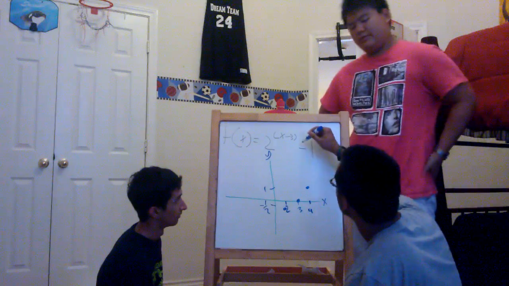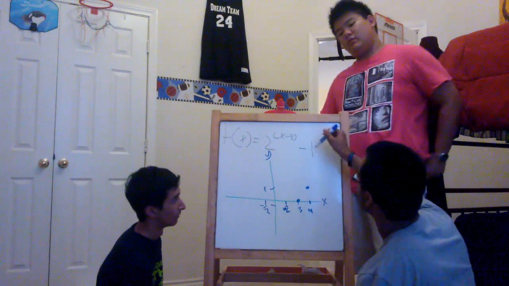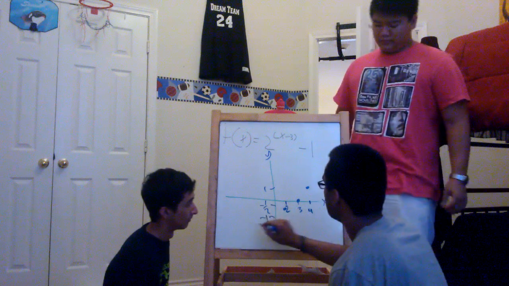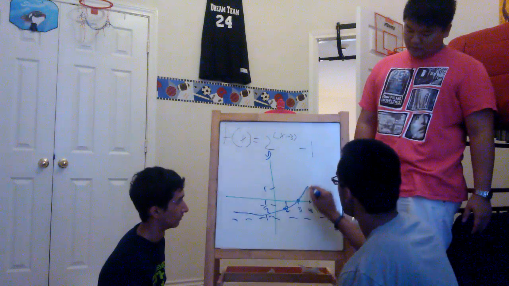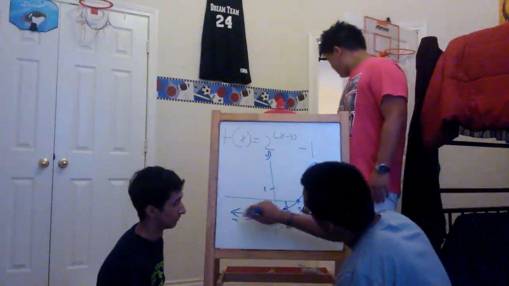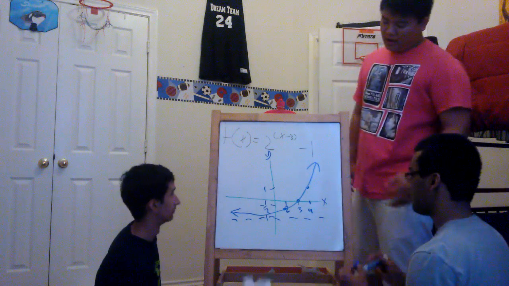Since the d value is -1, the asymptote will be -1. And now we connect the points. Bam! You got the first one. That's simple. Alright, okay, that was example number 1.